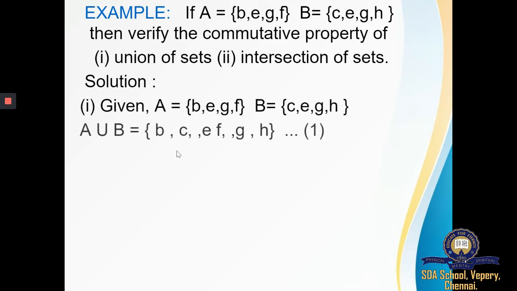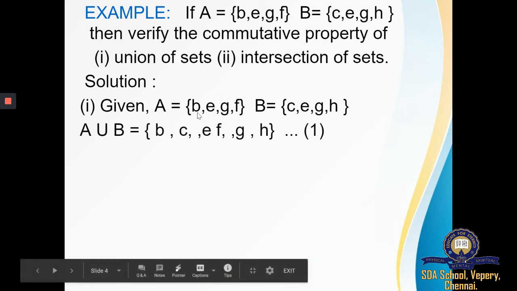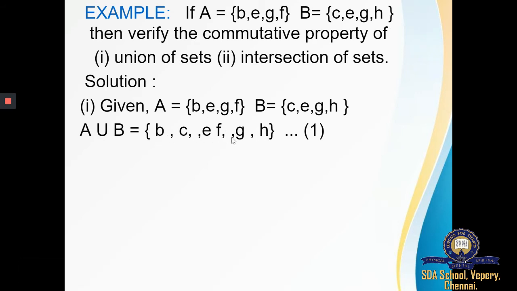Next, we have to find A union B. How do we find A union B? You have to write all the elements without any repetition. So all the elements are written down over here without any repetition. Now let us mark this as equation 1. Next, we have to find B union A. Again, you'll get the same elements, and you have to write it without any repetition, right? And then mark it as equation 2.